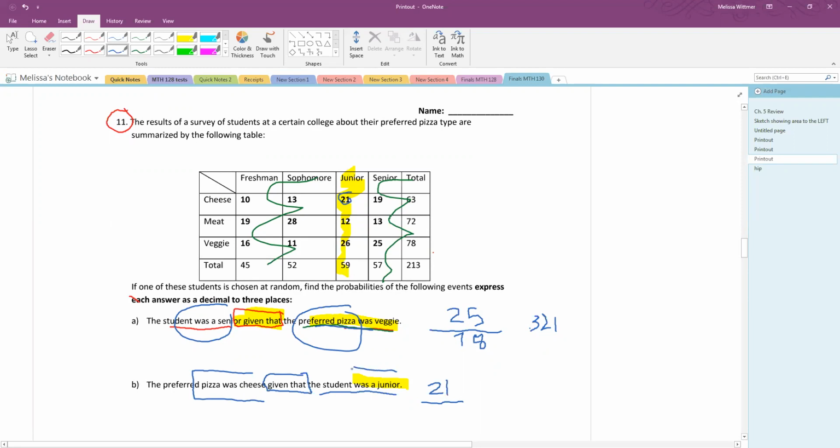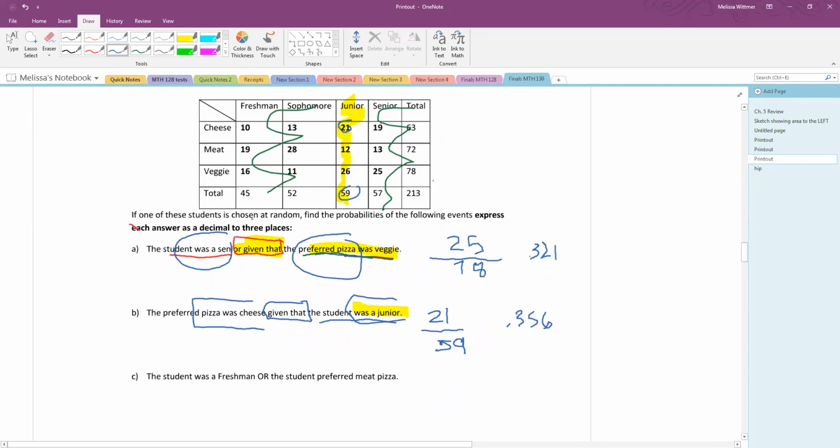And then juniors is the denominator. So that's the total junior column, 59. And so 21 divided by 59, 0.356. I almost don't want to write those decimals because they're harder to do by hand with this mouse. Okay, so we've looked at two situations of "given that," where you restrict. The first one restricted you to the row, the second one restricted us to a column. So if it doesn't say "given that," then you use the whole table.